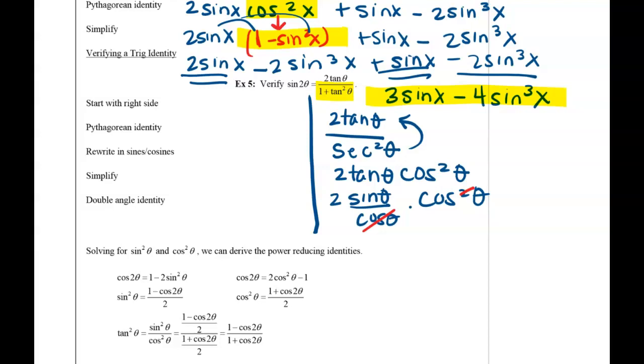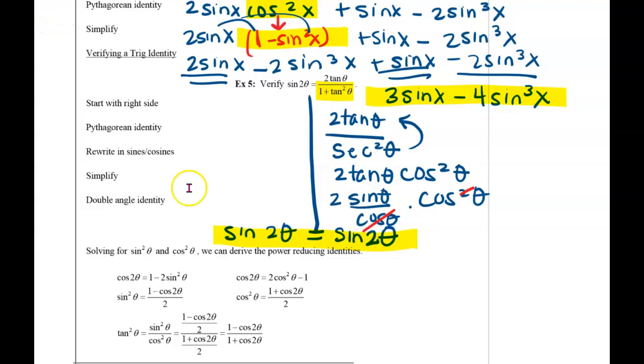And now we have the double angle identity. 2 sine theta cosine theta is the same thing as sine 2 theta. Notice the 2 in front of theta is what makes it a double angle. So that's equal to sine 2 theta. Check. So that is an identity proof.